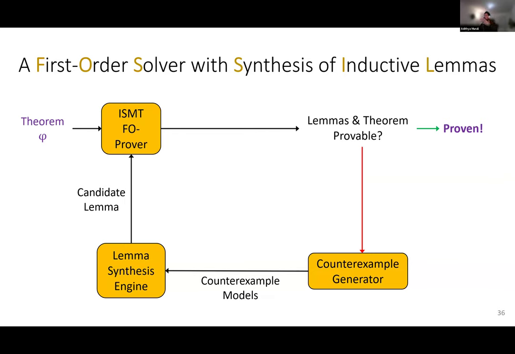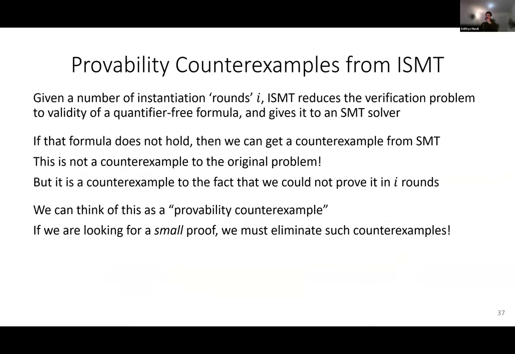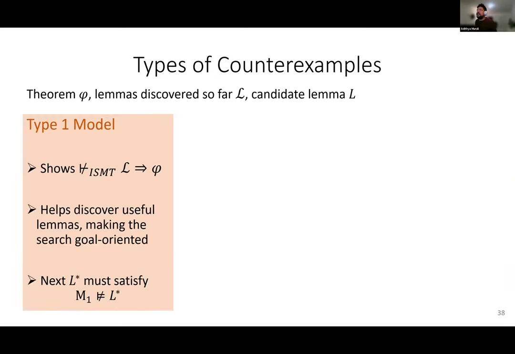So it's more like a counterexample to provability, right? The fact that you're not able to prove it using instantiation. But it turns out that these counterexamples to provability, which are not legitimate counterexamples, are in fact sufficient to automate lemma synthesis. And we in fact do this, right? I'm just going to skip all this in the interest of time.